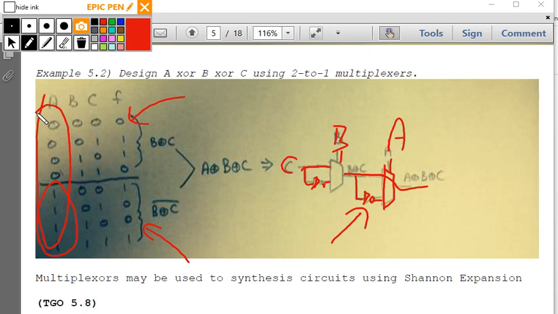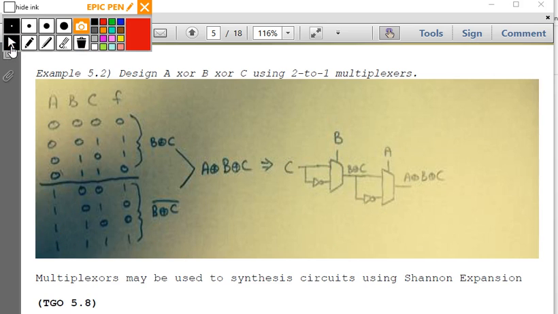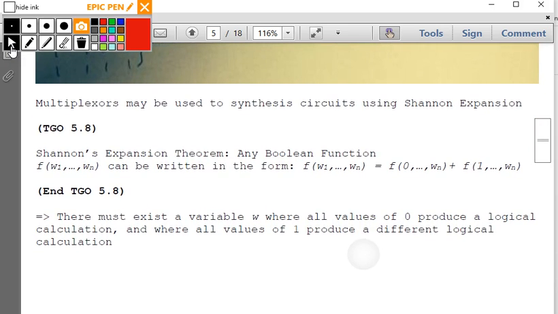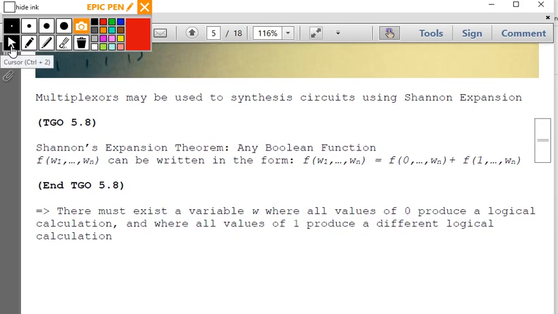Does this make sense? Our multiplexer is starting to make more sense. So here's another reason why multiplexers are really useful. We're going to talk about this concept called Shannon's expansion. Okay. So any Boolean function, we call this W1 through Wn. So these are our logic inputs. So when we have a 3-input XOR, W1 can be A, W2 can be B, W3 can be C, right?